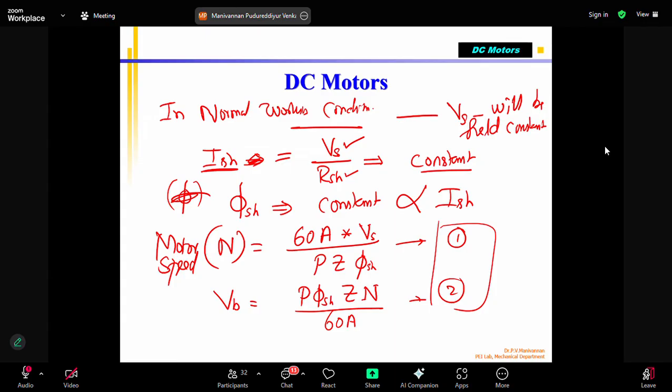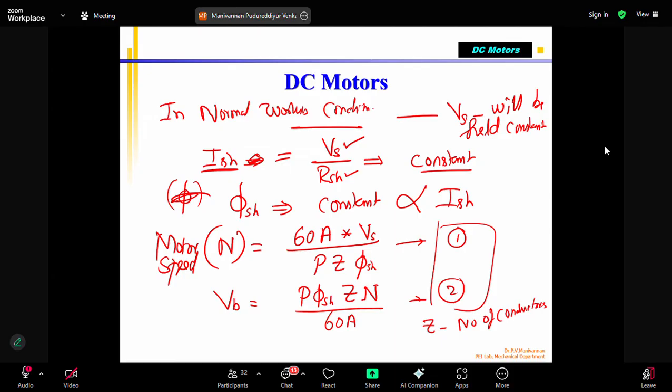Yes, I will tell that. It is called the number of conductors in one bunch, and A represents the number of parallel paths. Z represents the number of conductors. And this will be given. The motor speed is in RPM, because here we are talking about 60A. It represents the number of revolutions per minute, RPM.